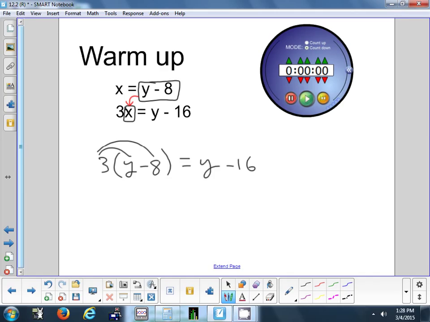What's 3 times y? 3y. Now we've got 3 times a negative 8. Negative 24. Good. Right-hand side, keep it the same. Everybody okay so far? Yeah. All right.